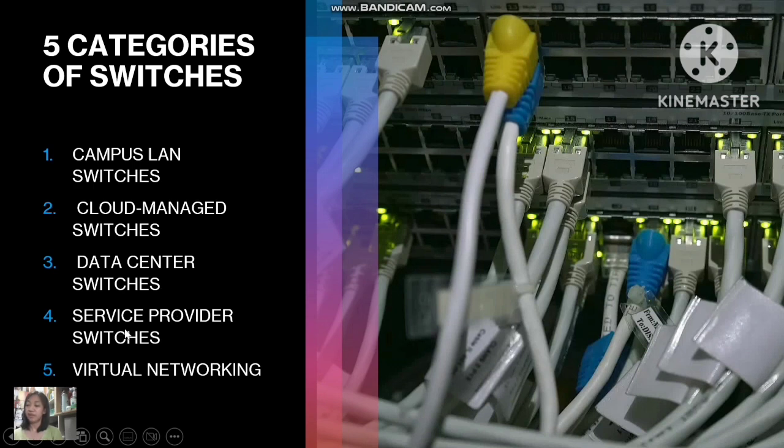Next, we have the service provider switches. Service provider switches fall under 2 categories. We have the aggregation switches and the Ethernet access switches. Aggregation switches are carrier-grade Ethernet switches that aggregate traffic at the edge of a network. Service provider Ethernet access switches feature application intelligence, unified services, virtualization, integrated security, and simplified management.